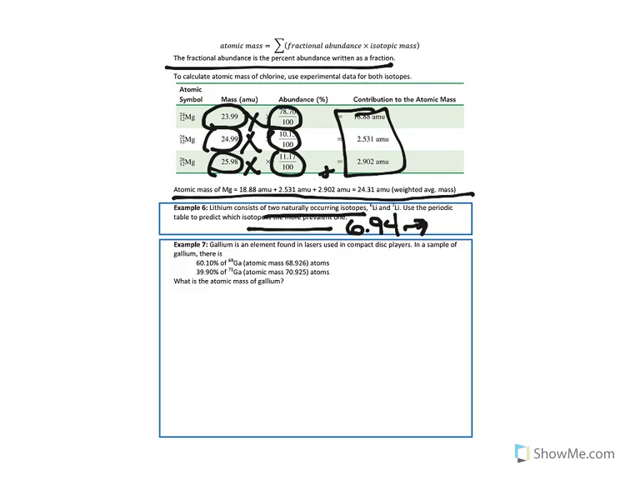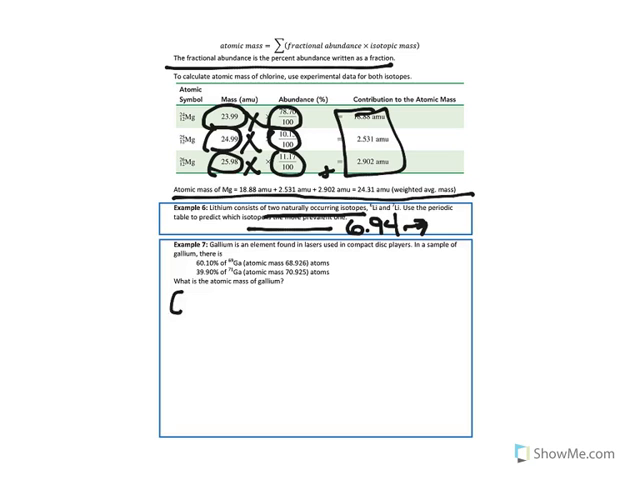Again, this is a weighted mass, meaning that the average atomic mass also tells you a little bit of information about how much of each one you have. Let's look at gallium. Gallium is an element found in lasers used in CD players. In a sample of gallium, there is 60.10% of gallium-69. Gallium-69 has an atomic mass of 68.926. Gallium-71 is 39.9% of the sample. It has an atomic mass of 70.925. What is the average atomic mass of gallium?